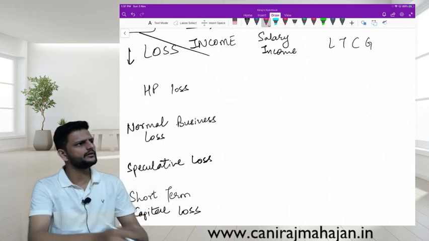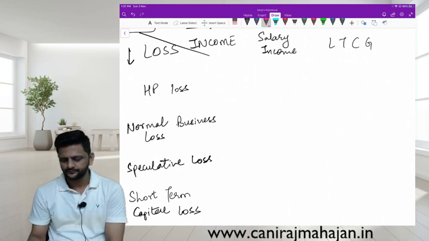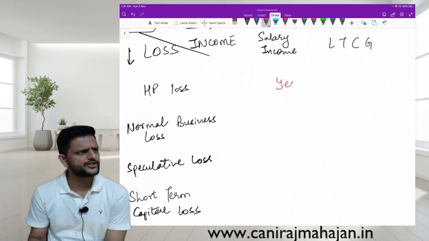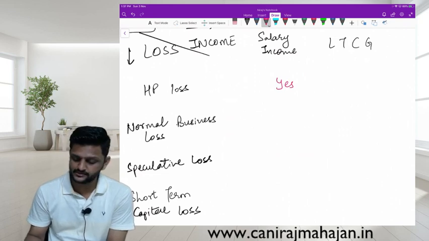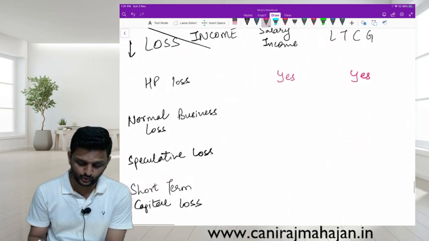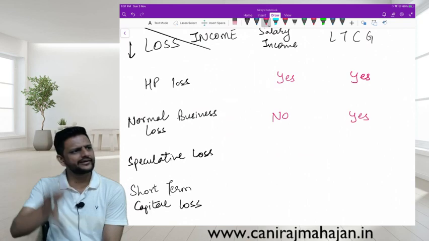Bolo, Tejas, is the answer ready? No? Is it ready or no? Utkarsh? HP loss, salary income? Yes. Just focus on loss. HP loss, LTCG? Yes. Capital gain takes anybody. Normal business loss, salary income? No. Normal business loss, LTCG? Yes. For LTCG we can write down yes everywhere.